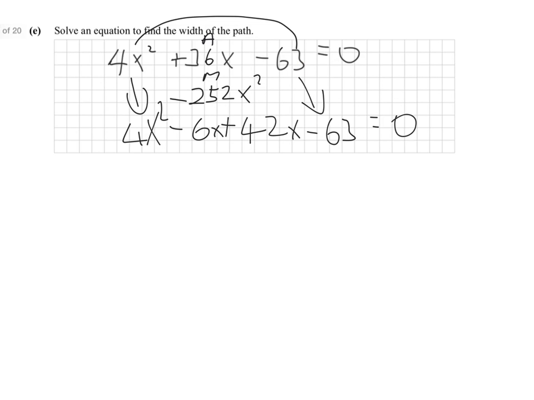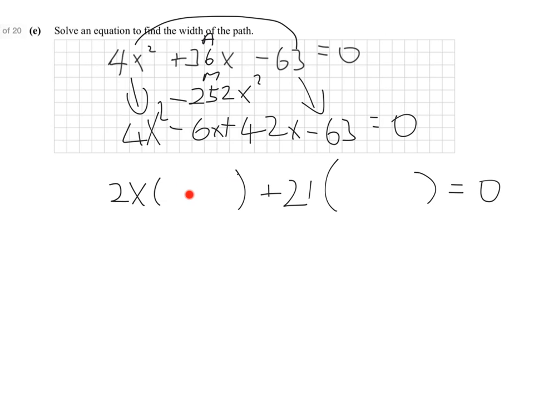Now the good thing about this method is that we've changed this quadratic trinomial into an expression that we can factorize by grouping. So we no longer have to worry about quadratic factorizing. We can just do the rather easier method of factorizing by grouping. So we look for something common here, that would be 2x, and also look for the highest common factor in this pair, and that would be 21, so we'd say plus 21.